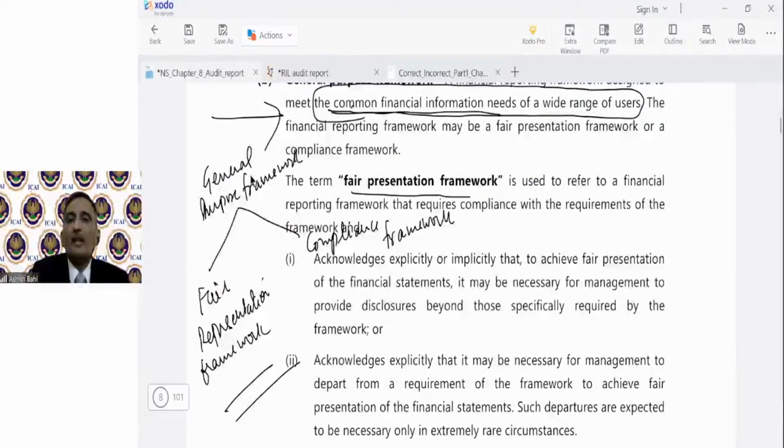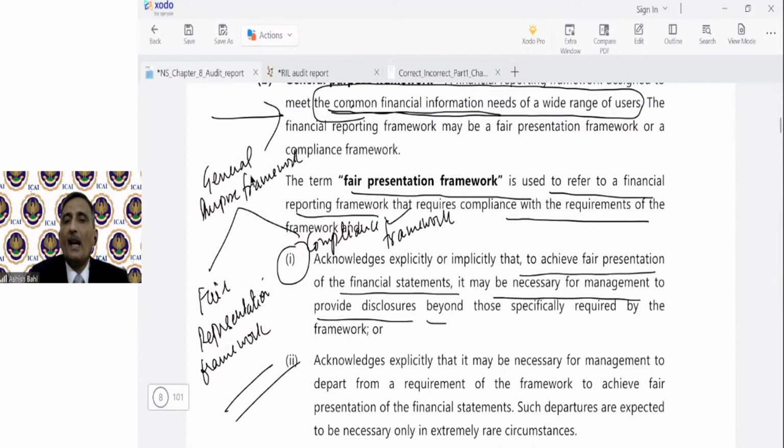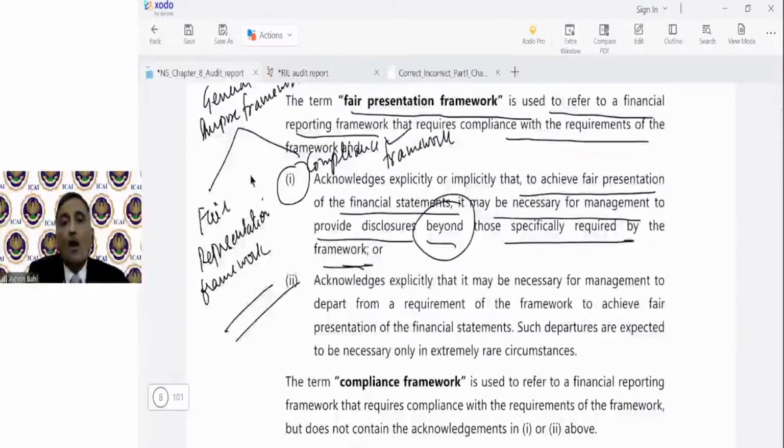So the term fair representation framework is used to refer to a financial reporting framework that requires compliance with the requirements of the framework, and it acknowledges that to achieve fair representation, it may be necessary for management to provide disclosures beyond those specifically required by the framework. That is, beyond what is stated in that financial reporting framework, if there are other things to disclose, it can do so to achieve fair representation, so that a true and fair view of the state of affairs is depicted. Okay. Or it acknowledges that it may be necessary for management to depart from a requirement of the framework to achieve fair representation.